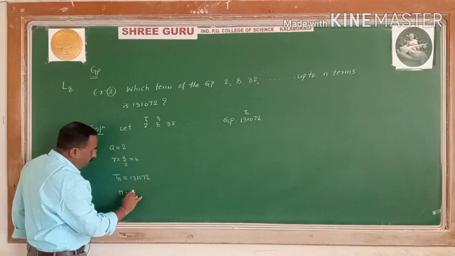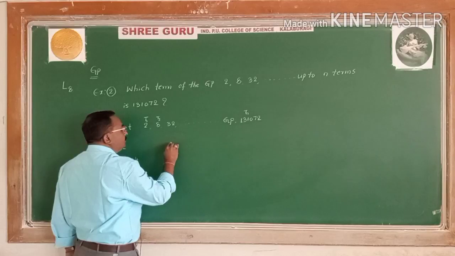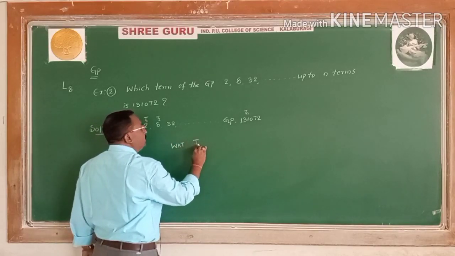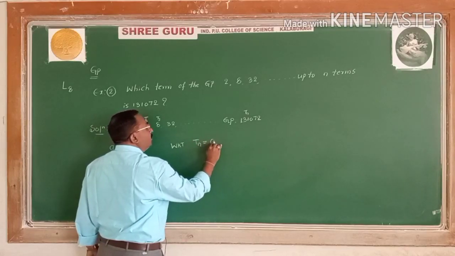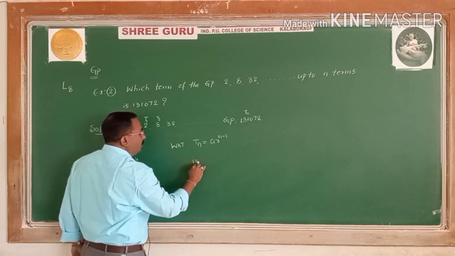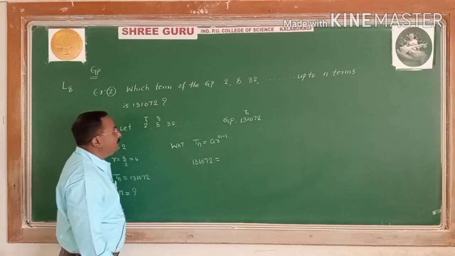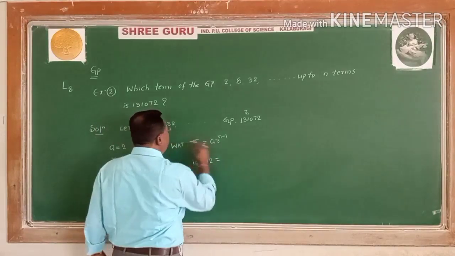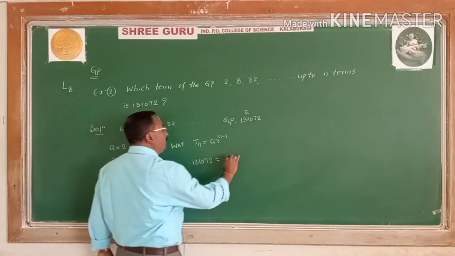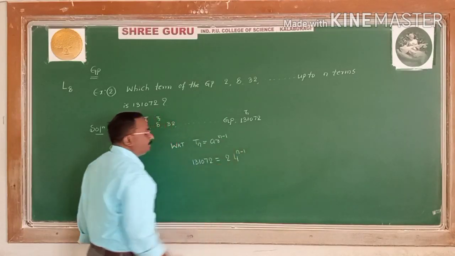To find what? n is equal to. We know that Tn is equal to A into r to the power n minus 1. Tn is 131072, equal to A, which is 2, common ratio r is 4, to the power n minus 1.